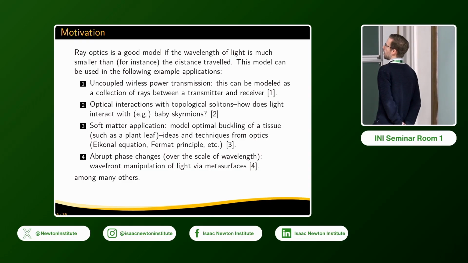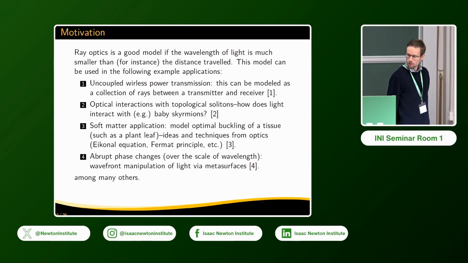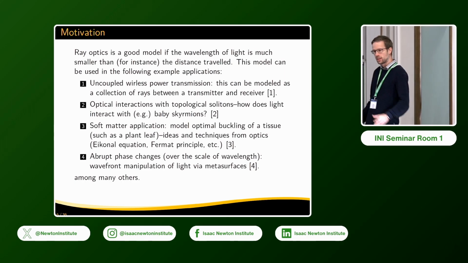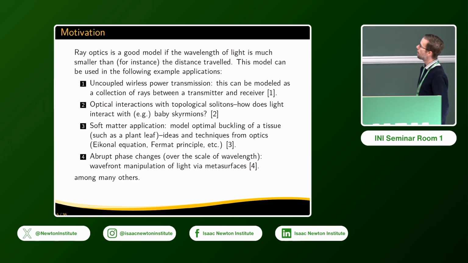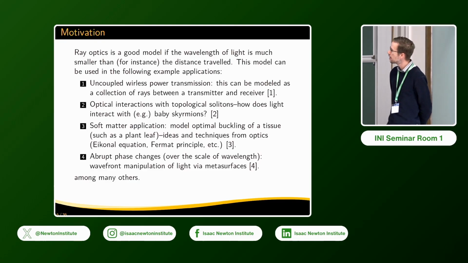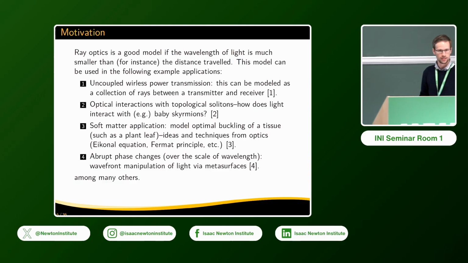So the first one where you can use this model is, for example, uncoupled wireless power transfer. So you want to transfer power from one place to another wirelessly somehow, and one model for this is basically you take a collection of light rays between a transmitter and a receiver, and you can use geometric optics to study this problem.